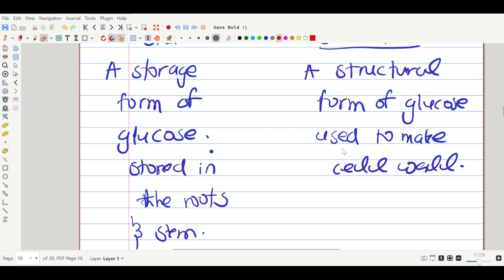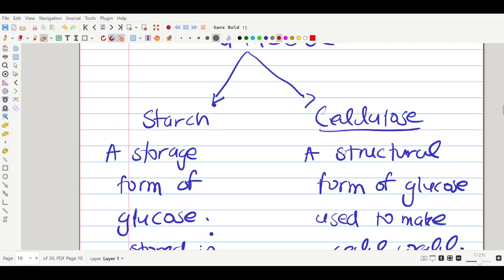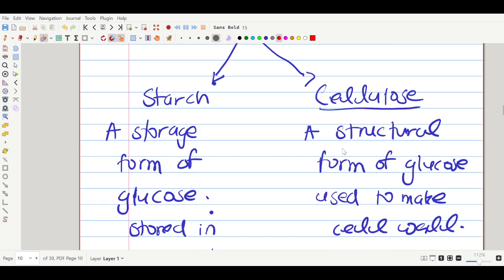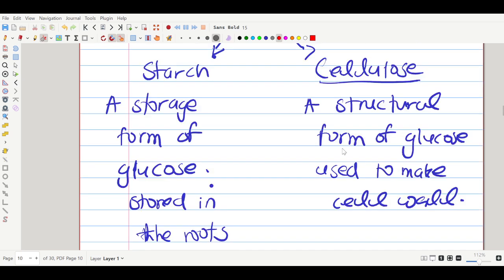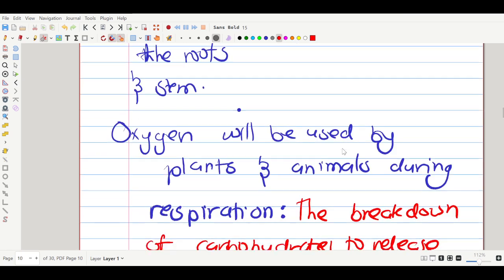Plants need cell walls. The cell wall needs to be strong in order to protect the inner contents of the cell. So plants need cellulose to make cell wall. Cellulose is a structural form of glucose used to make cell wall.